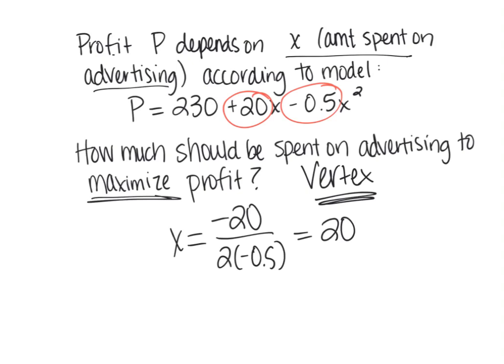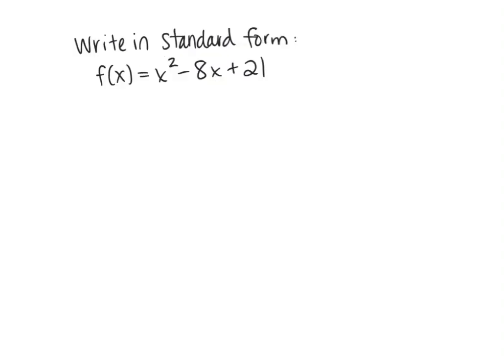Had I needed to know how much the maximum profit was, then I'd have to plug that in, but that's not part of the question, so we can move on. Writing in standard form, you can always get the vertex and then force it into standard form, but I find it easier to complete the square here.